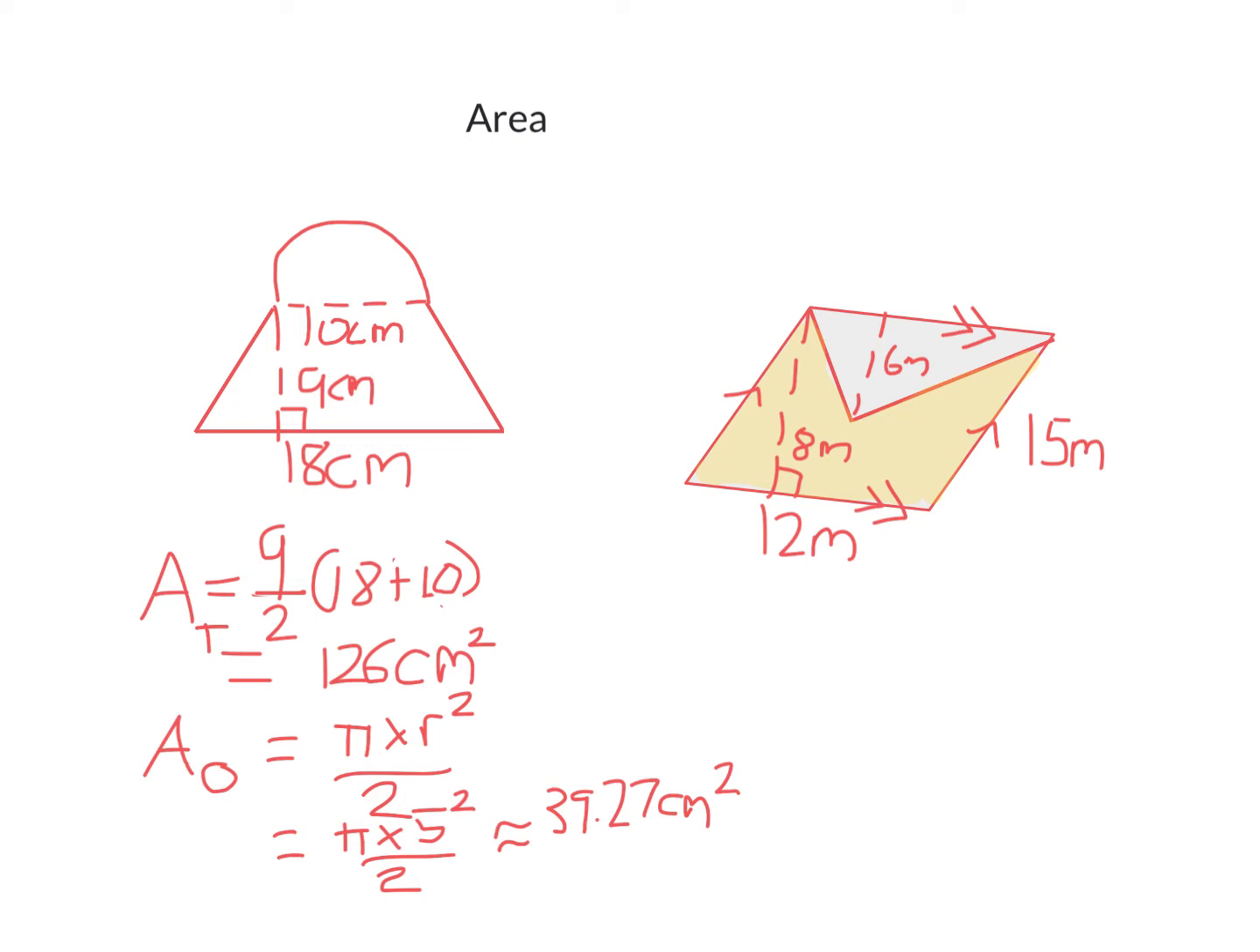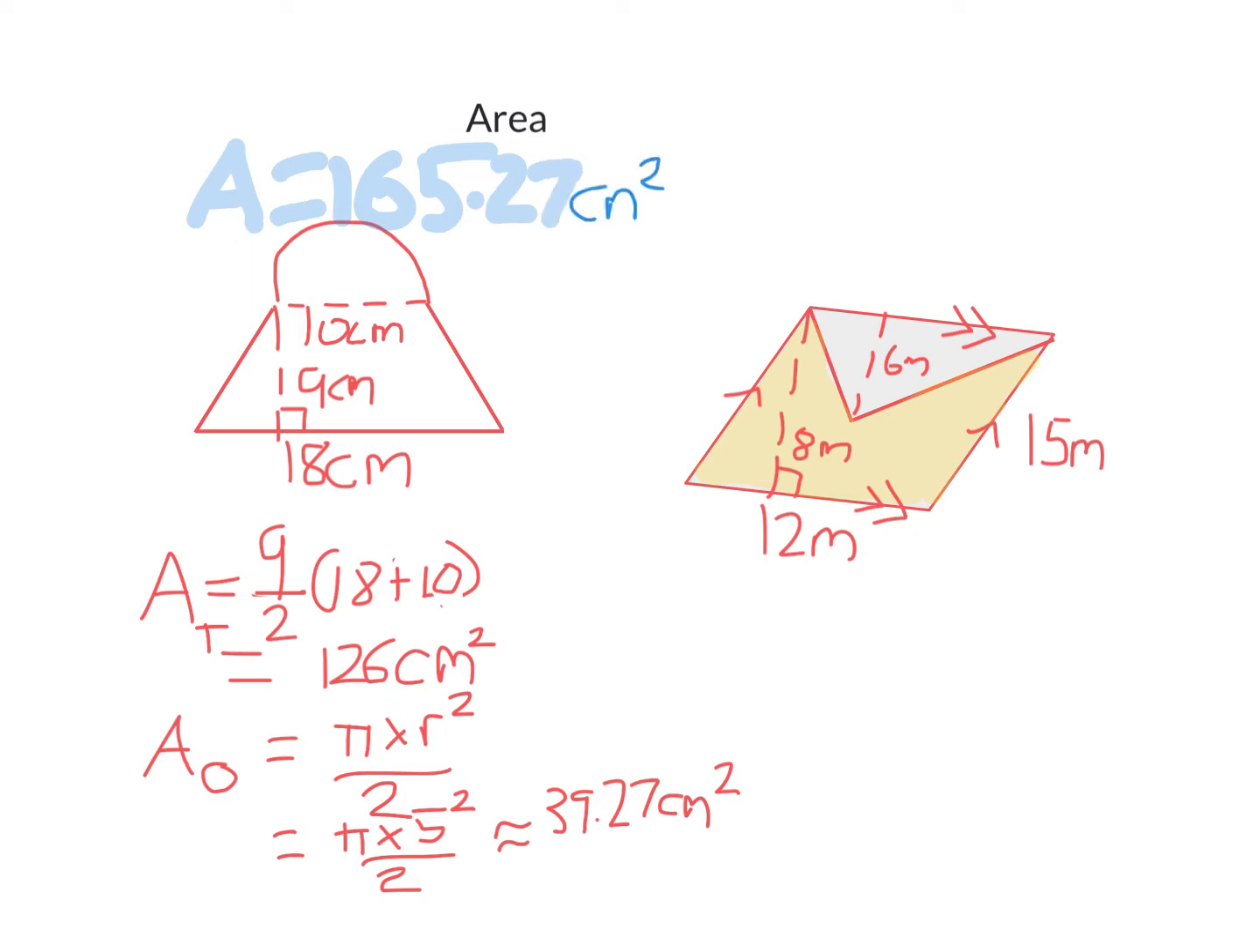So the total area of this shape here is just going to be 126, the trapezium, plus the area of the circle. It's going to be about 165.27. Make sure you write the units.